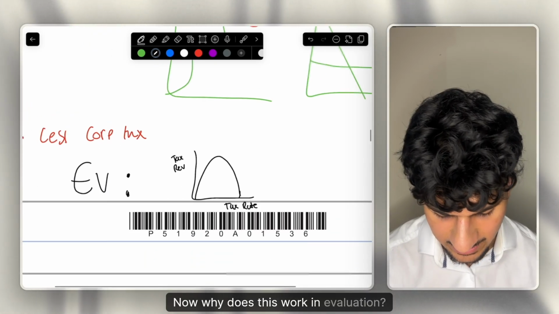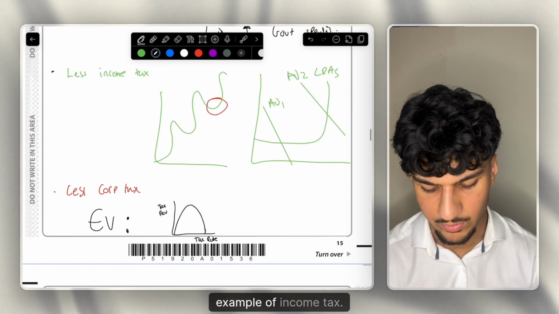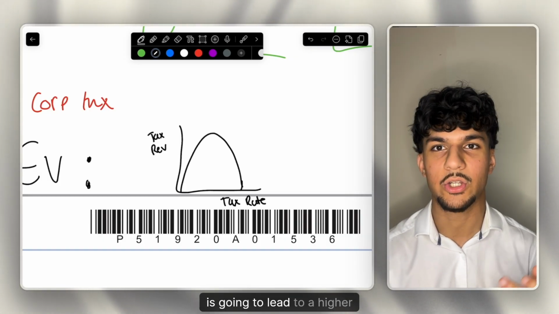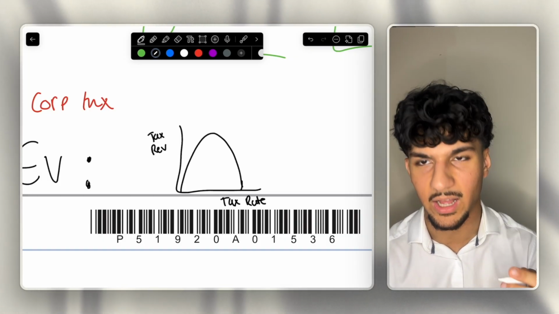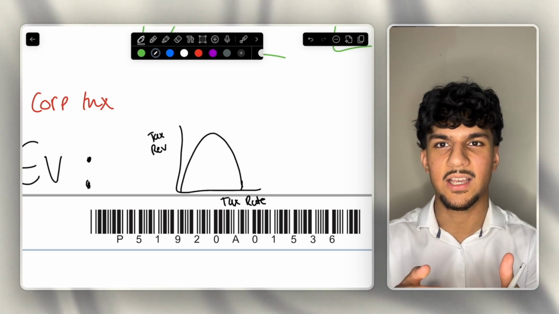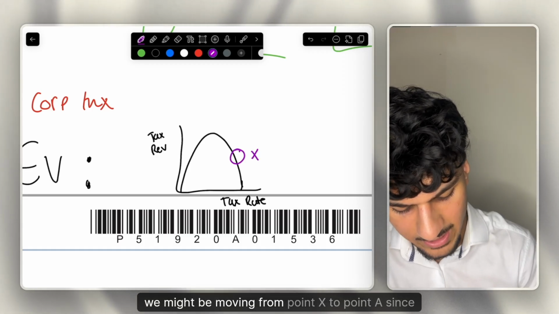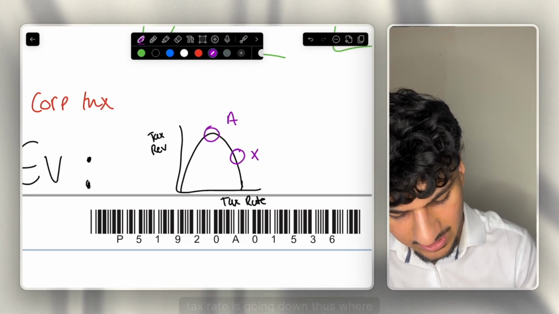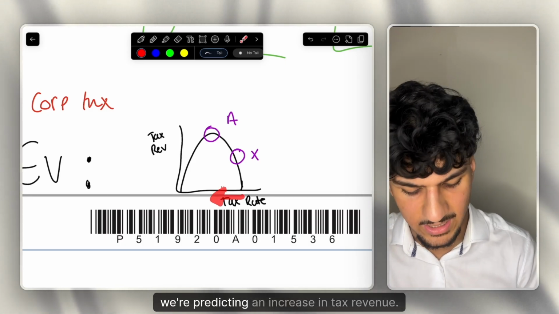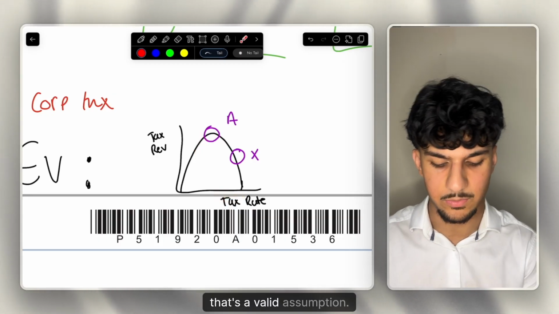Now, why does this work in evaluation? So we'll give the example of income tax. We're saying that less income tax is going to lead to a higher tax revenue, because that's the classic assumption. So if we tax you less, it's going to lead to more tax revenue. So basically what we're saying is we might be moving from point X to point A, since tax rate is going down, thus we're predicting an increase in tax revenue. And that's a valid assumption.